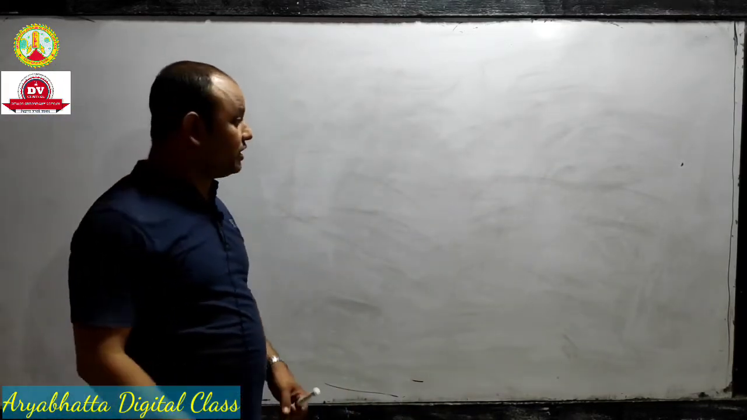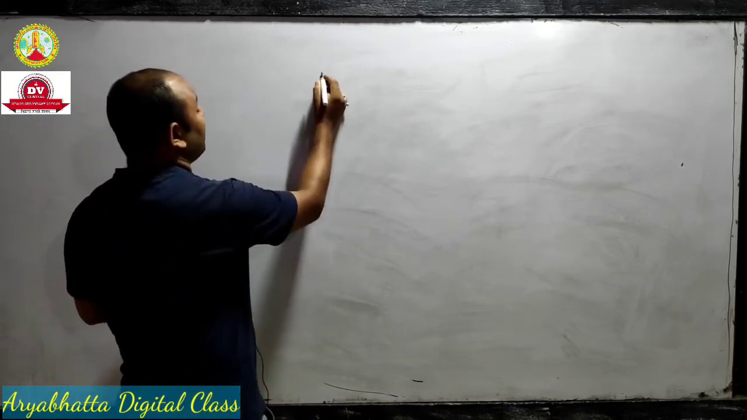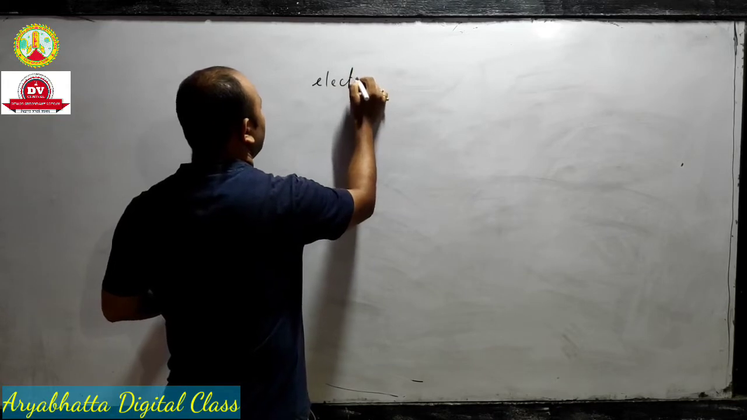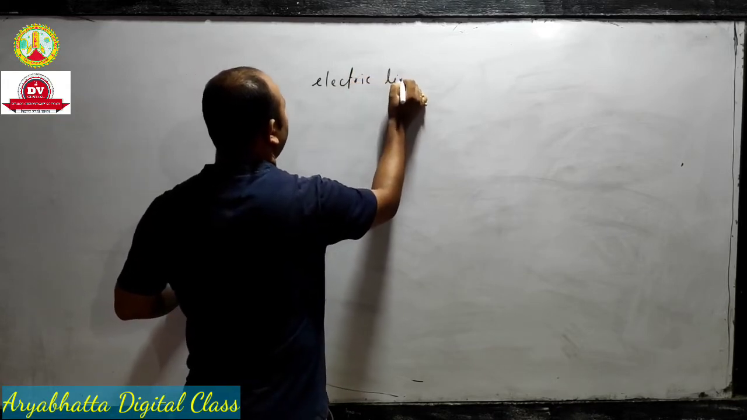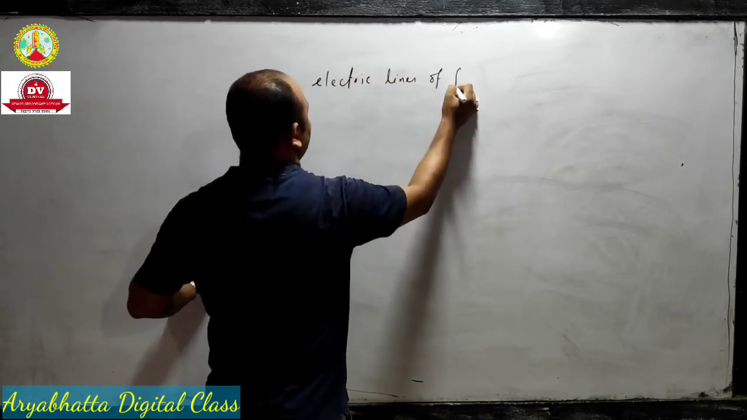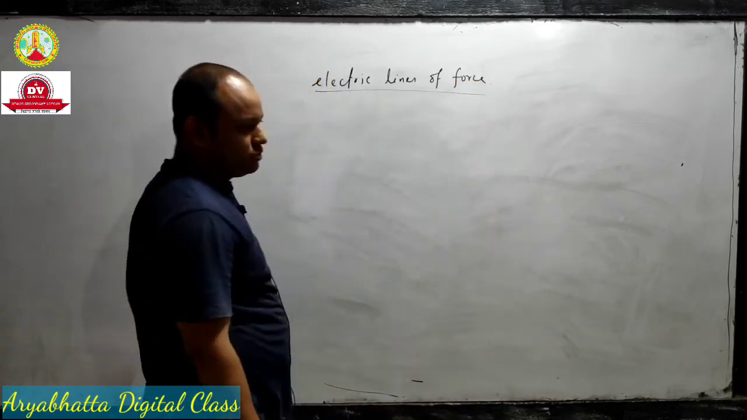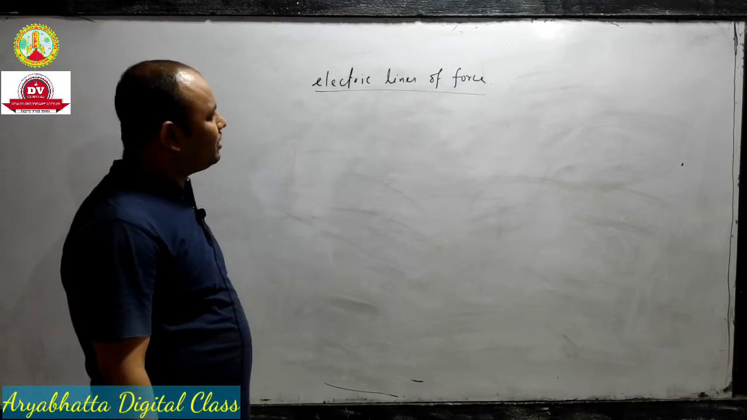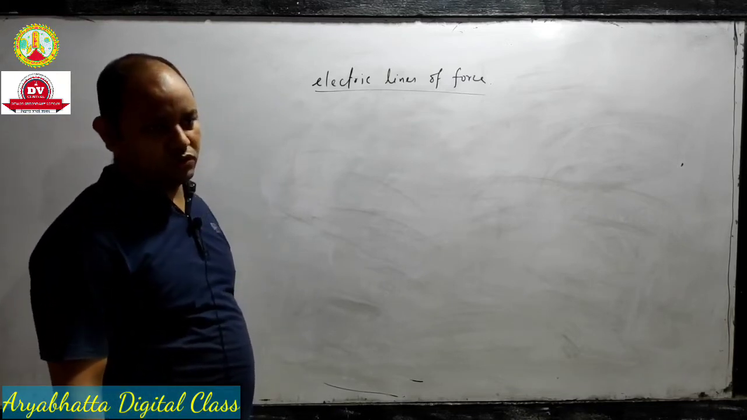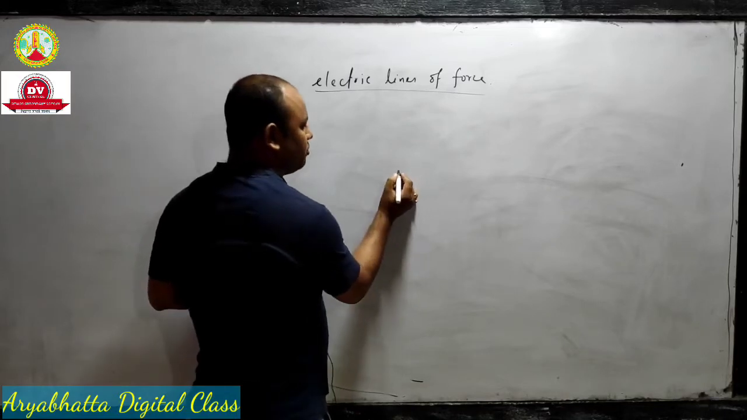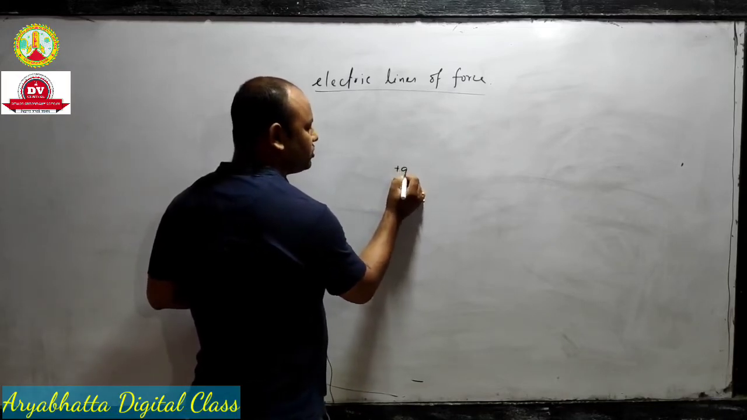Now we discuss the next topic: electric field lines, or electric lines of force. So what are these electric lines of force? Suppose we have a point source Q.